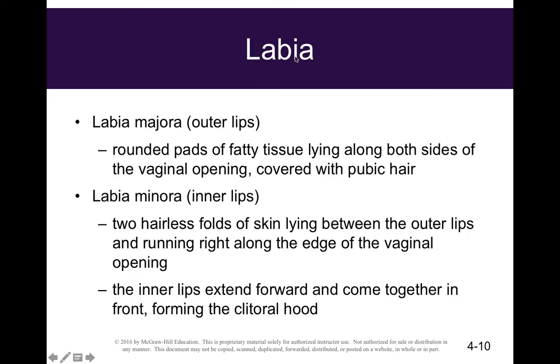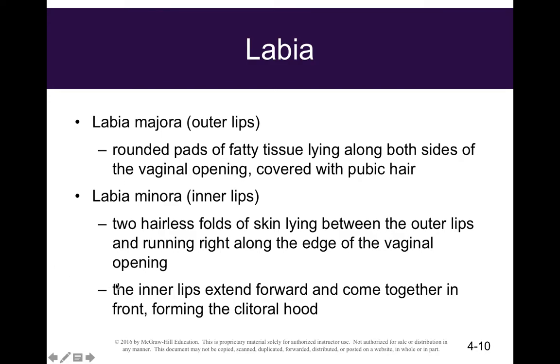The labia, meaning lips, the labia majora are the outer lips. They're rounded pads of fatty tissue that lie along both sides of the vaginal opening. The labia majora are covered with pubic hair. The labia minora are the inner lips. They are two hairless folds of skin that lie between the outer lips, and they run right along the edge of the vaginal opening. I like to think of them kind of like those bumper gutters that you put up at the bowling alley, right? I think of the labia minora kind of being like those bumper gutters. They kind of direct the penis or the sex toy into the vagina.